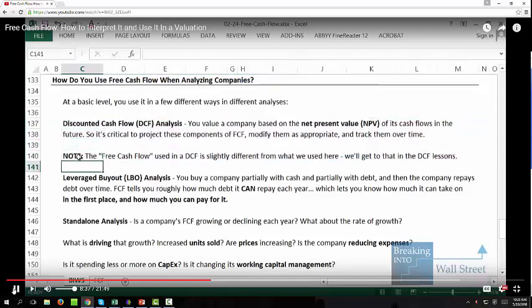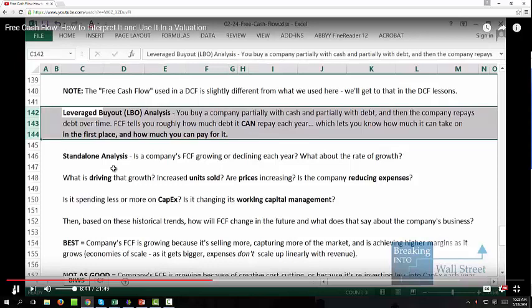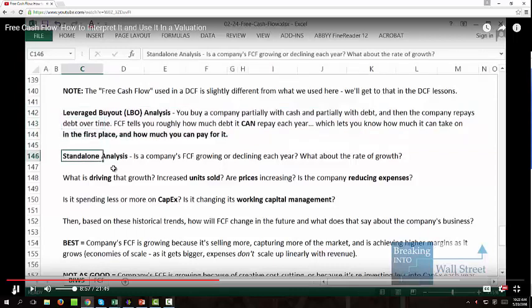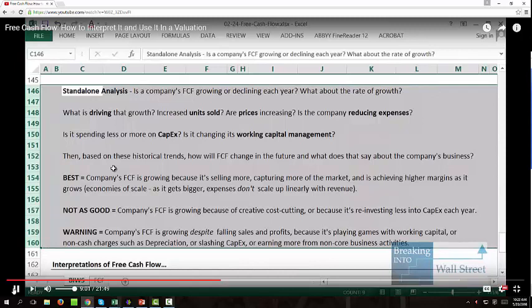Now in a leveraged buyout analysis, the use case is a little bit different, because here what you do is you use it to figure out how much debt the company can repay each year. And it tells you in turn, if you know how much debt it can repay, it tells you how much you can pay for the company up front, how much you have to contribute in cash for the company, and then how much you can raise in terms of debt to buy the company. So that's another use case. And then another use case here is standalone analysis, just looking at a company's statements, doing some financial statement analysis. And a couple important things to look at here.